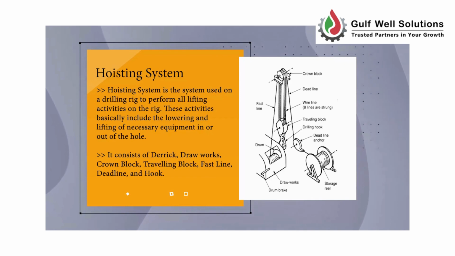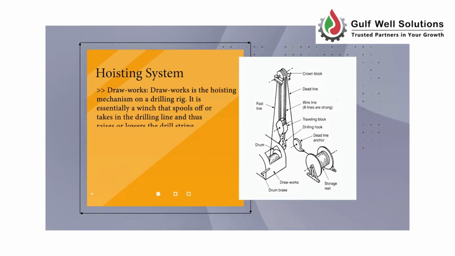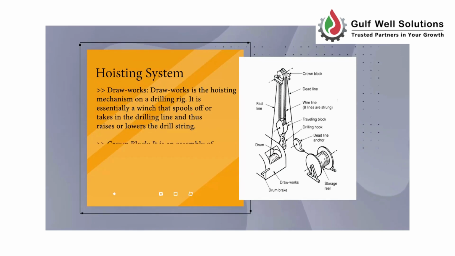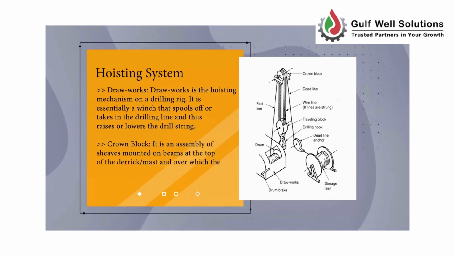Drawworks. Drawworks is the hoisting mechanism on a drilling rig. It is essentially a winch that spools off or takes in the drilling line and thus raises or lowers the drill string. Crown block. It is an assembly of sheaves mounted on beams at the top of the derrick or mast and over which the drilling line is reefed.